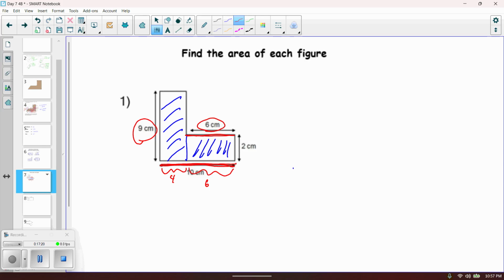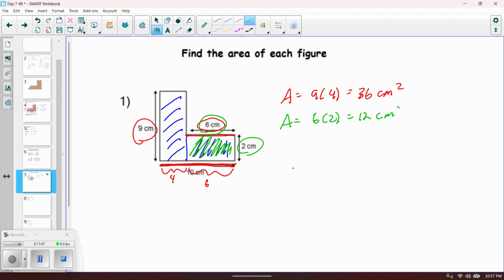So the first rectangle looks like it has an area of 9 times 4, which is 36 centimeters squared. It looks like the second piece, this rectangle, I'll color that one in green right there, is simply going to be a base of 6 from that piece right there times a height of 2, which is 12 centimeters squared. So if I want the total area, add those two things up and we get 48 centimeters squared of area.